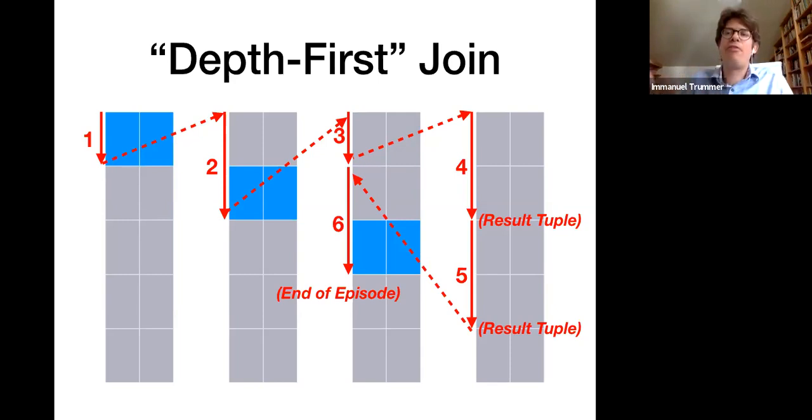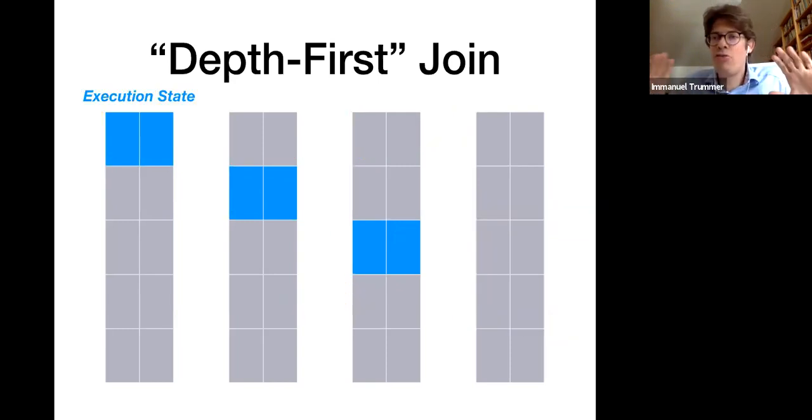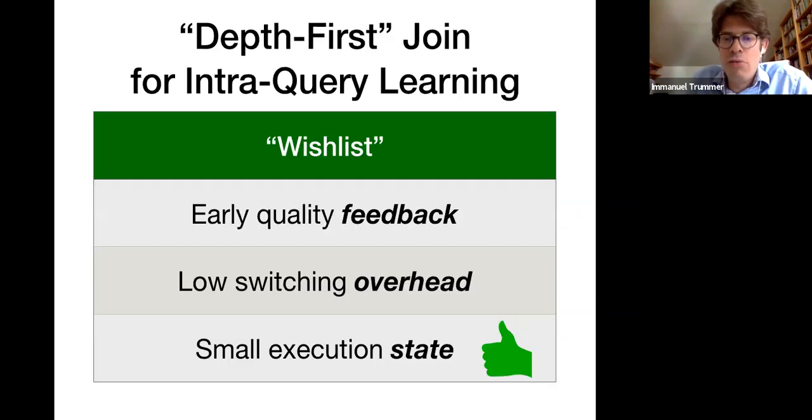Now let's see what we have gained by this join algorithm. The first thing is that in order to capture the current execution state completely, all I need to store is the currently selected tuple in each of those base tables. So essentially one record ID per table. So we definitely have small execution state per join order.